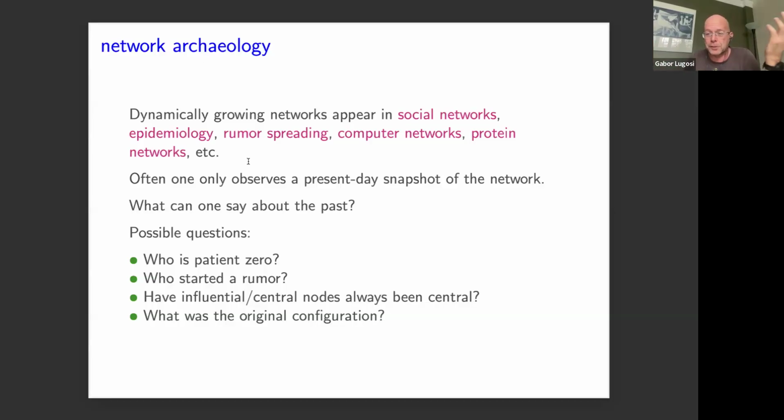The typical questions in epidemiology are who is patient zero, or who started the rumor, or what did the original configuration of the network look like? These are the questions in this broad area of network archaeology. We've been trying to give mathematically rigorous results in this area, and trying to understand what is possible and what is not possible in very simple toy models. That's what I'm going to tell you about.